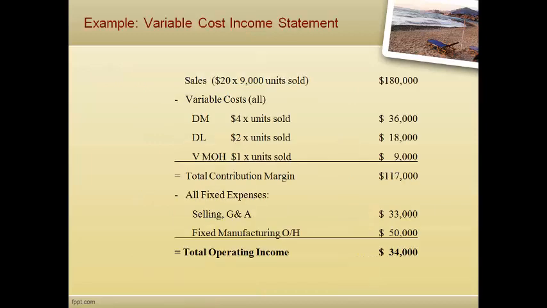Let's do the variable cost income statement first. This statement sorts costs by variable and fixed, and treats manufacturing overhead that is fixed as a period cost. Take a moment and notice the format. Notice that the amount per unit is multiplied by the quantity of units sold.